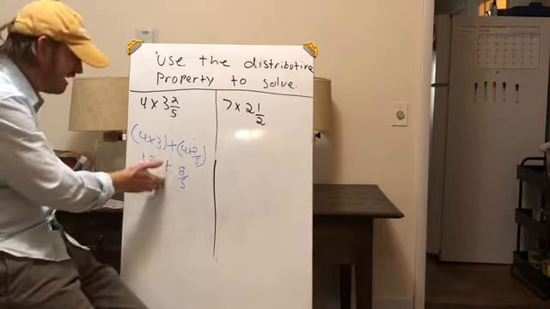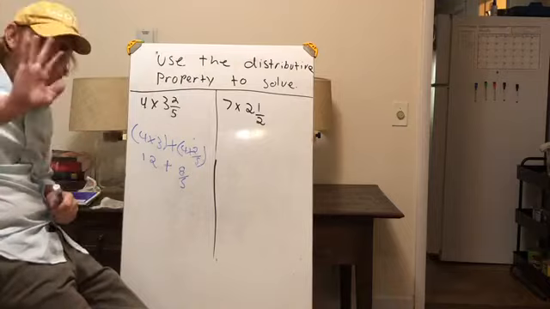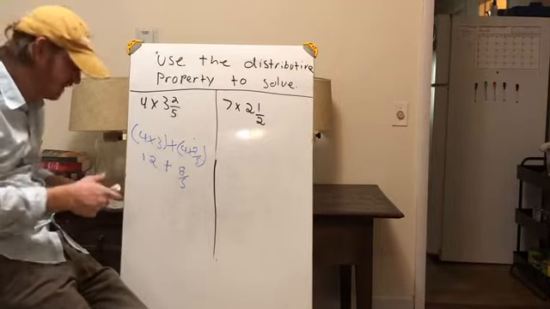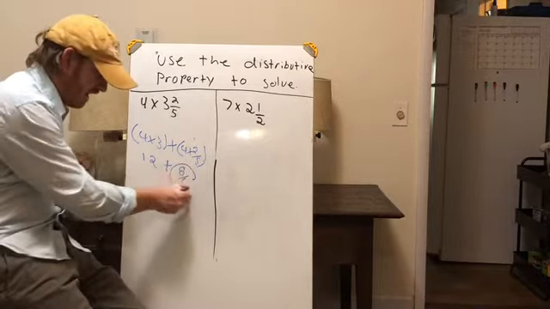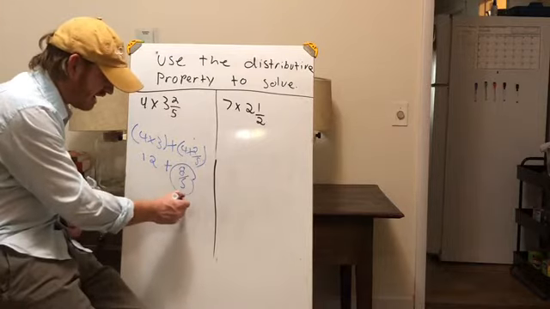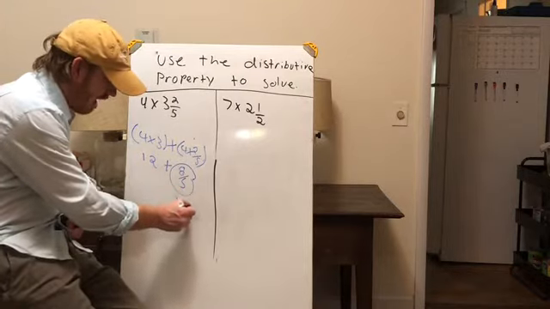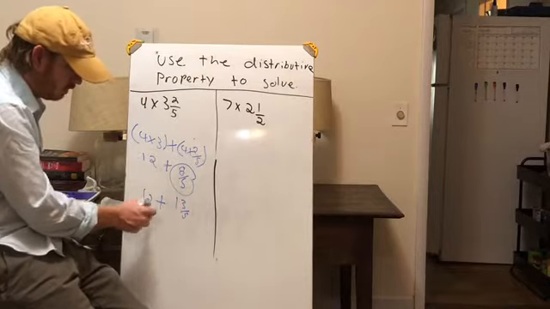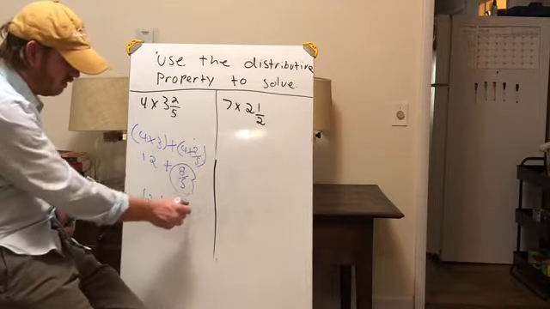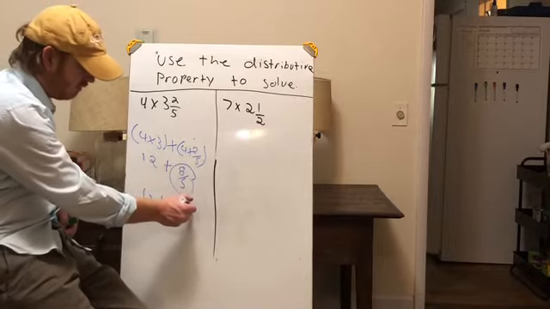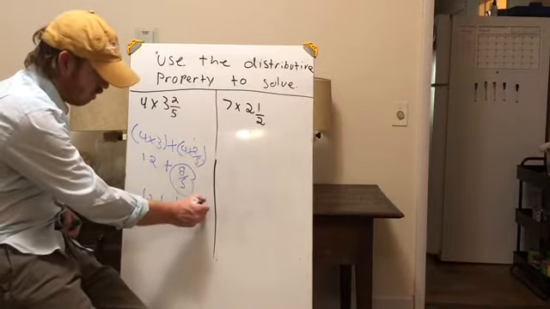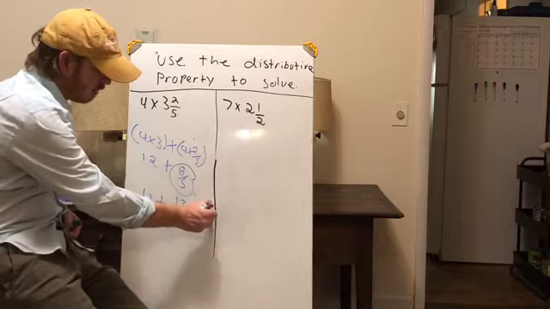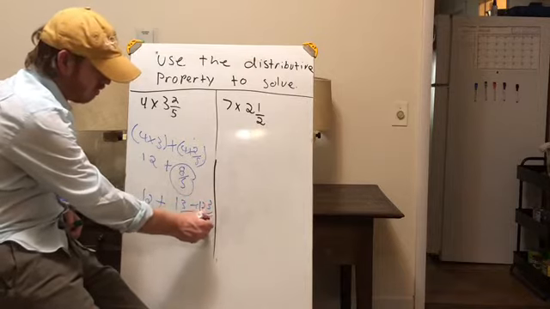Well, we have 5, 10. So we can only do 5 once, and then there's 3 left over. So 8 over 5 is the same as 1 and 3 over 5 plus 12. 12 plus 1 is 13, plus 3 over 5 equals 13 and 3 over 5.